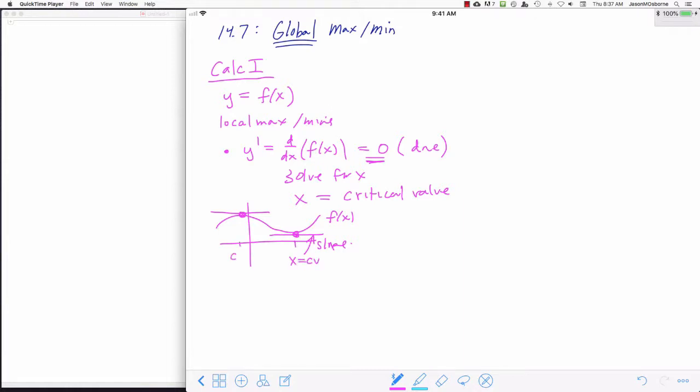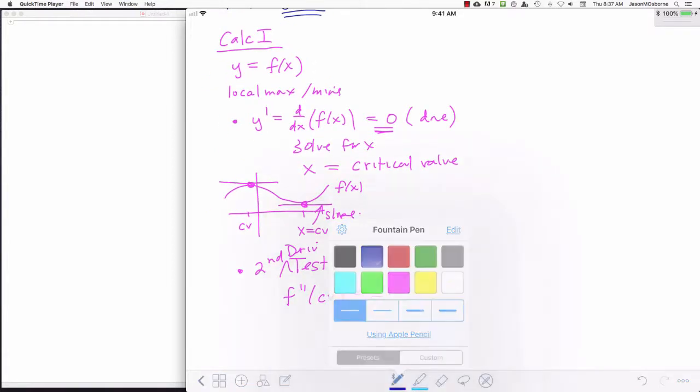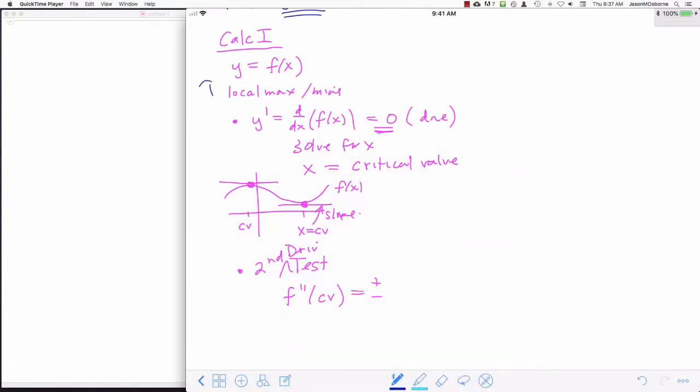There are two in this little sketch of the function of one variable, and then you would run your second derivative test. Okay, which would be to take the second derivative at your critical value and determine if the answer is positive or negative. Okay, and then we recall that you could go beyond the local max-min question in Calc 1, and then you could ask for the global max-mins.